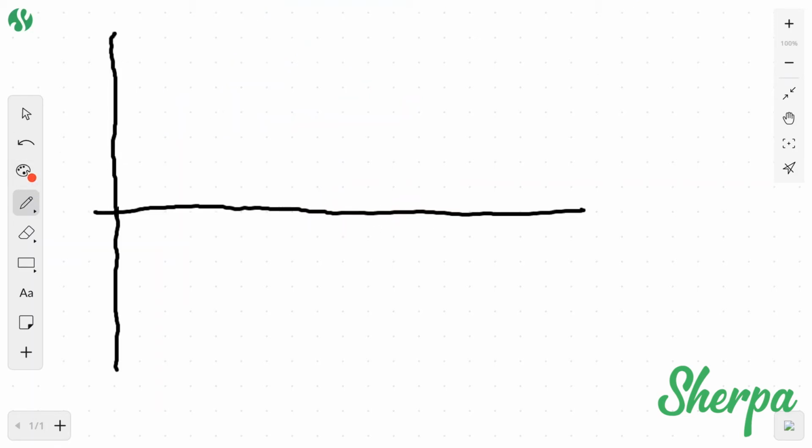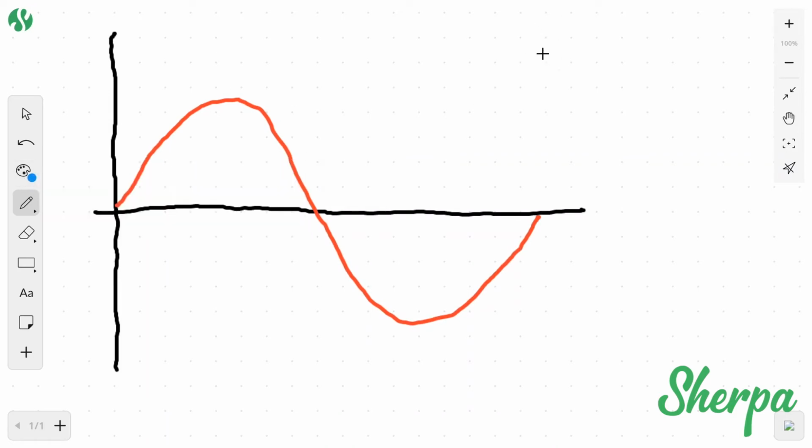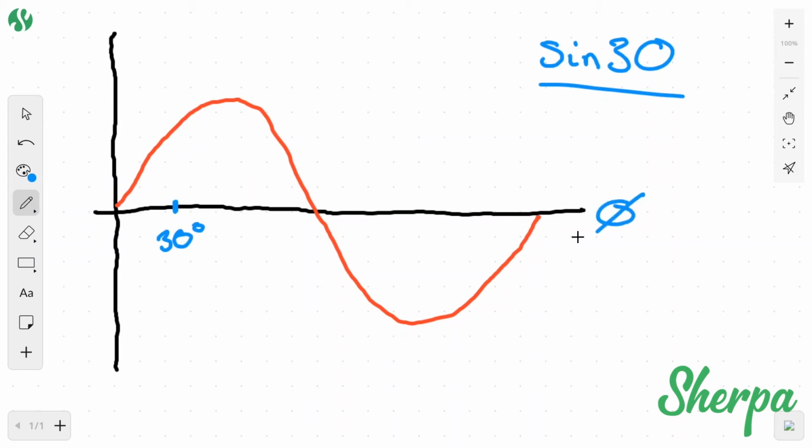So that was a lot to cover, so let's contextualize this and go through some questions. To start with, let's take a sine wave, okay? And the first thing we're going to try and figure out is sine 30. Okay, so what we do is we go along the x-axis, which is the angle, to 30 degrees. We go up, and we see where that lands on the y-axis. In the case of 30 degrees, that's going to come to a half.